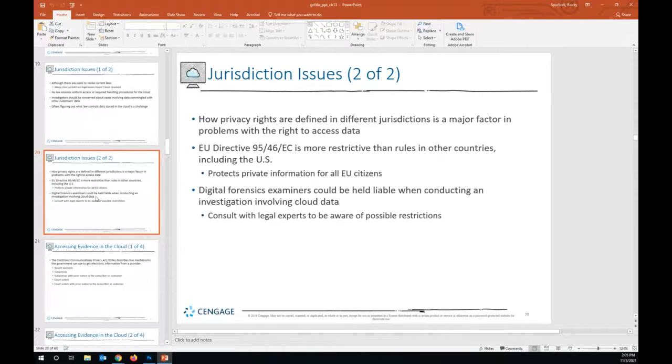A CSA can prescribe what laws are enforceable. They don't usually control privacy issues or criminal or civil procedures. Now, the definition of privacy rights is going to be different in different jurisdictions. It's a major factor in problems with the rights to access data. So we see the EU directive is more restricted than the rules in other countries, including the United States.